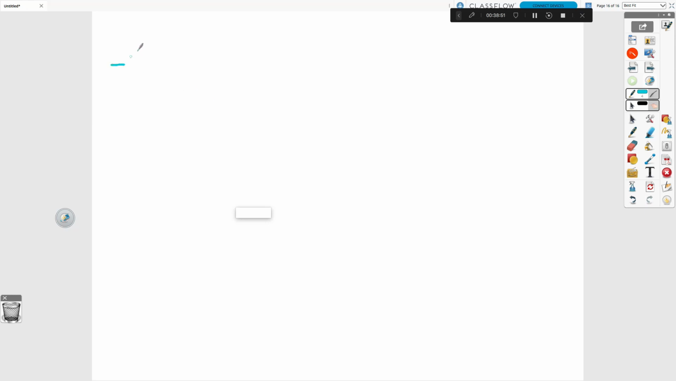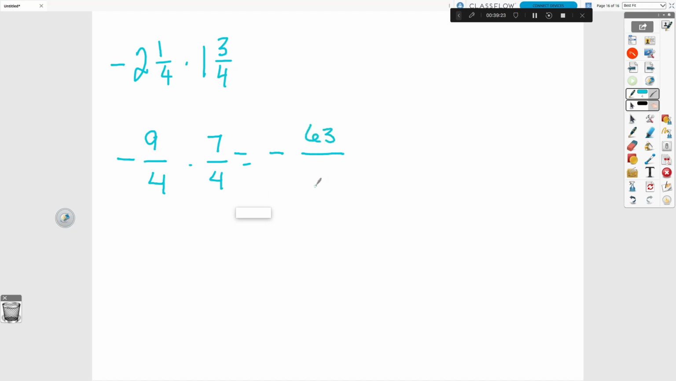Let's try to get one more done. Negative 2 and 1/4 times 1 and 3/4. Multiplying this time, so I have to popcorn this beast. This becomes a negative, and this becomes a fraction. Multiply straight across, and I get 63 over what? 16. I'm multiplying so I don't leave it the same. I have to multiply those. Now I can turn that back into a mixed number.